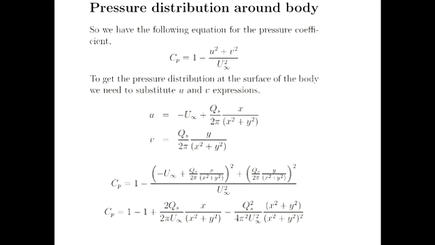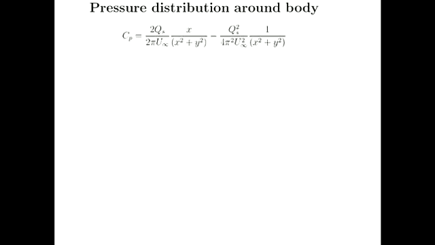Obviously, that 1 minus 1 is going to cancel out. And you can also see that we've got an x squared plus y squared on the top and bottom of that last term. This is the pressure coefficient now for this half-Rankine flow solution, all right? That pressure coefficient reduces to something that's not too terrible, all right?